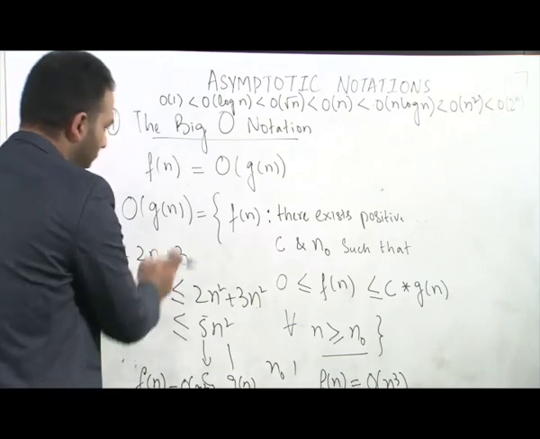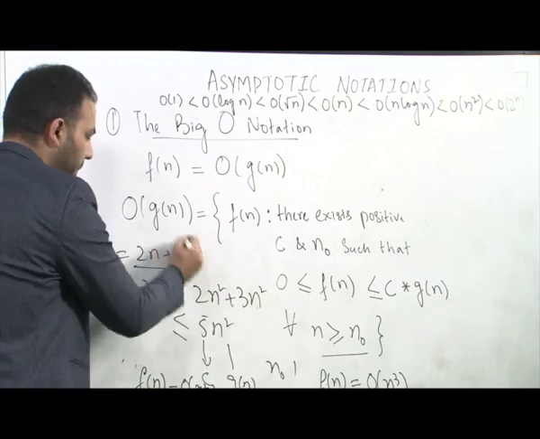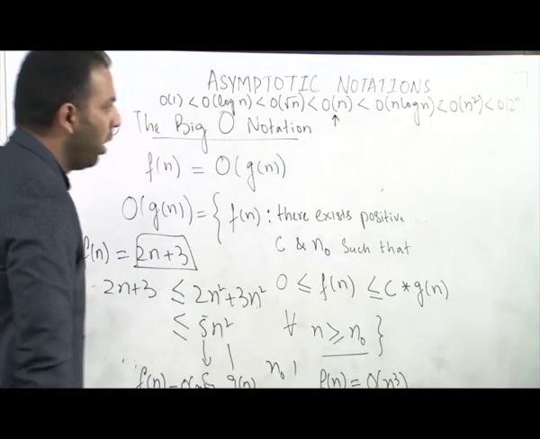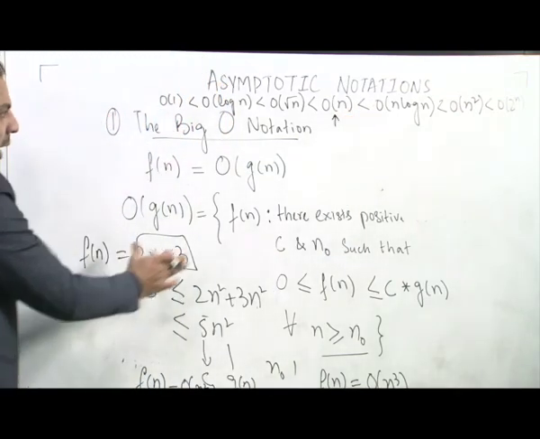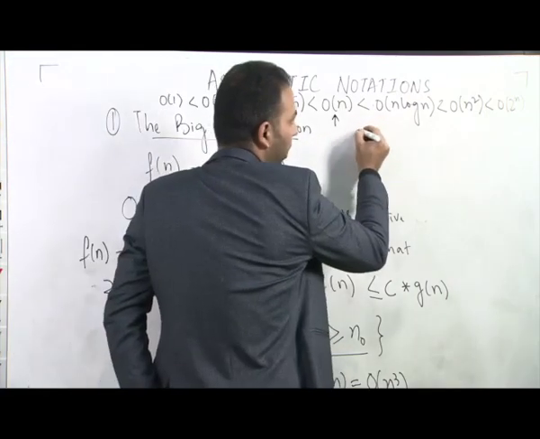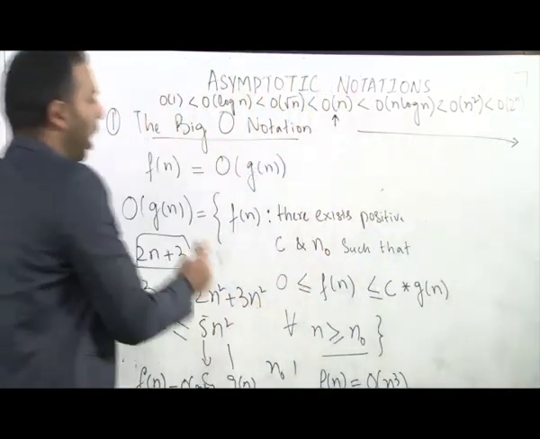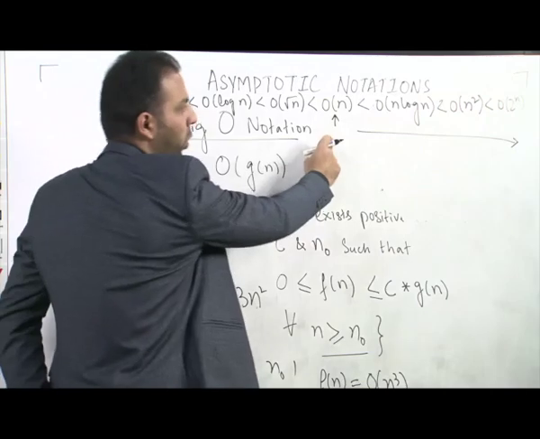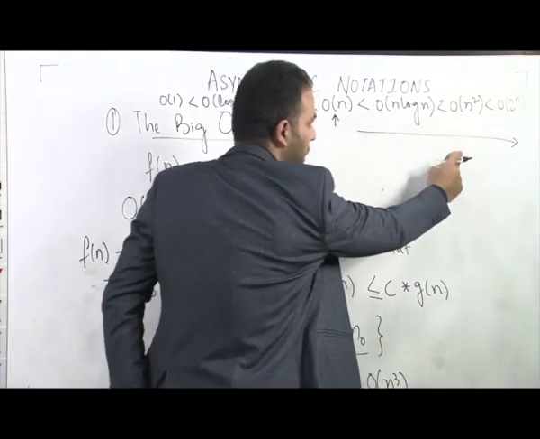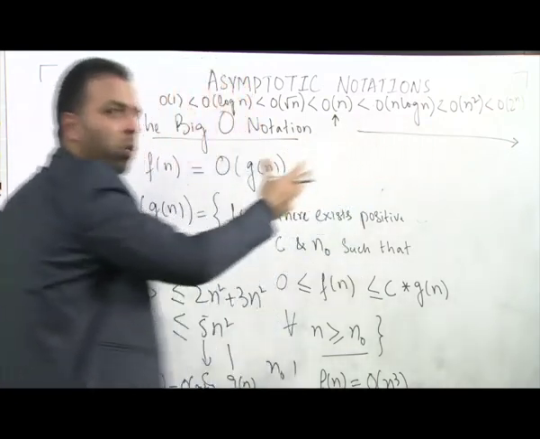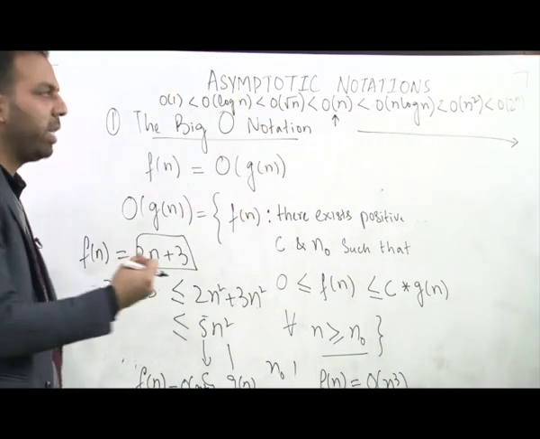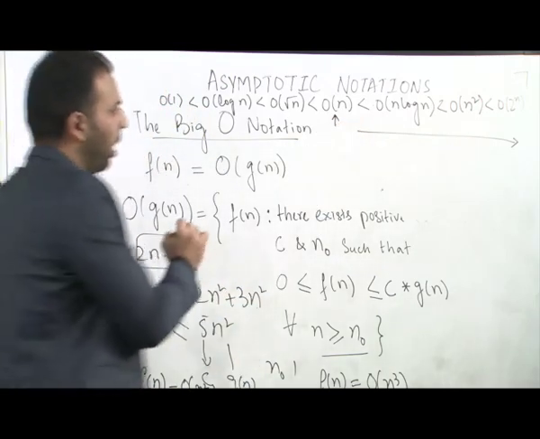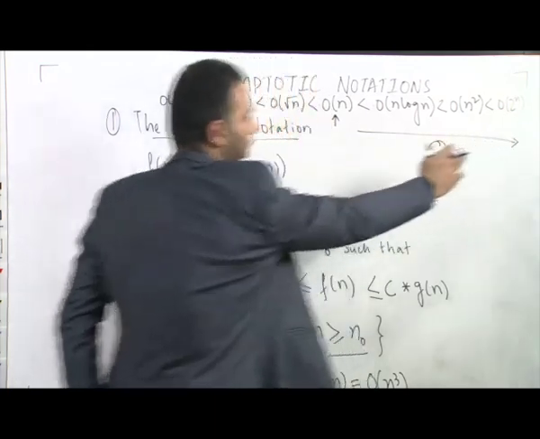So right now, this function, that is your 2n plus 3, is order of n. These are all functions of big O of n. So you can write this function as order of n, or order of n log n, or order of n square. But the farther away you are, the more useless that information is, and the closer you are to this value, the better that value is. So I will write big O here on the right hand side.